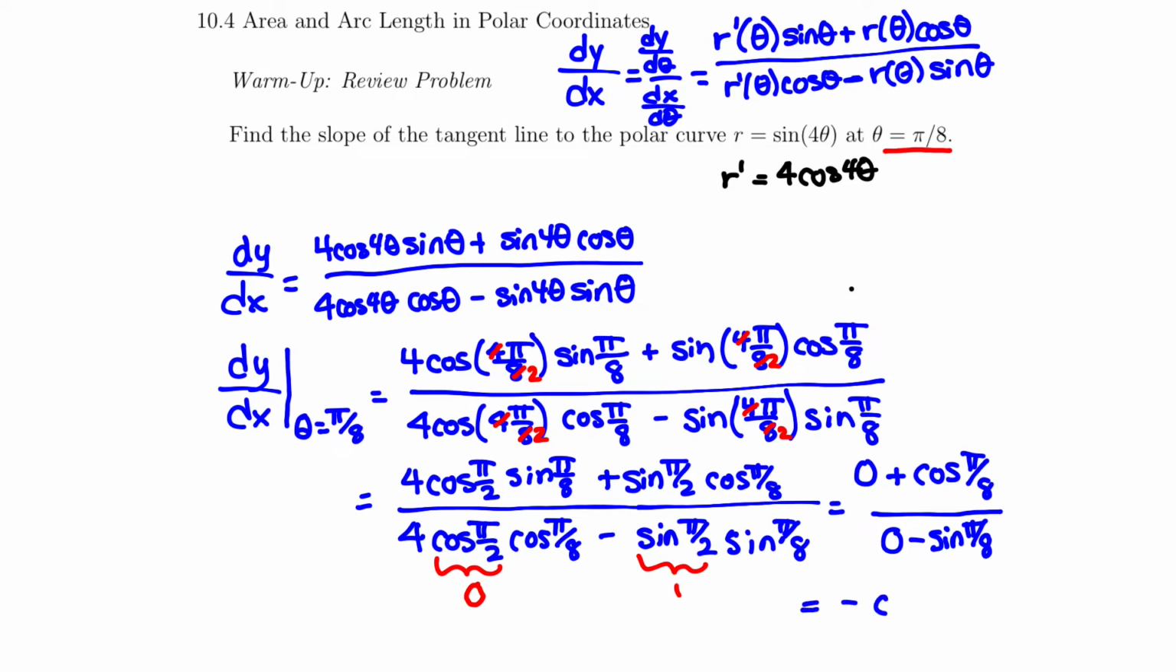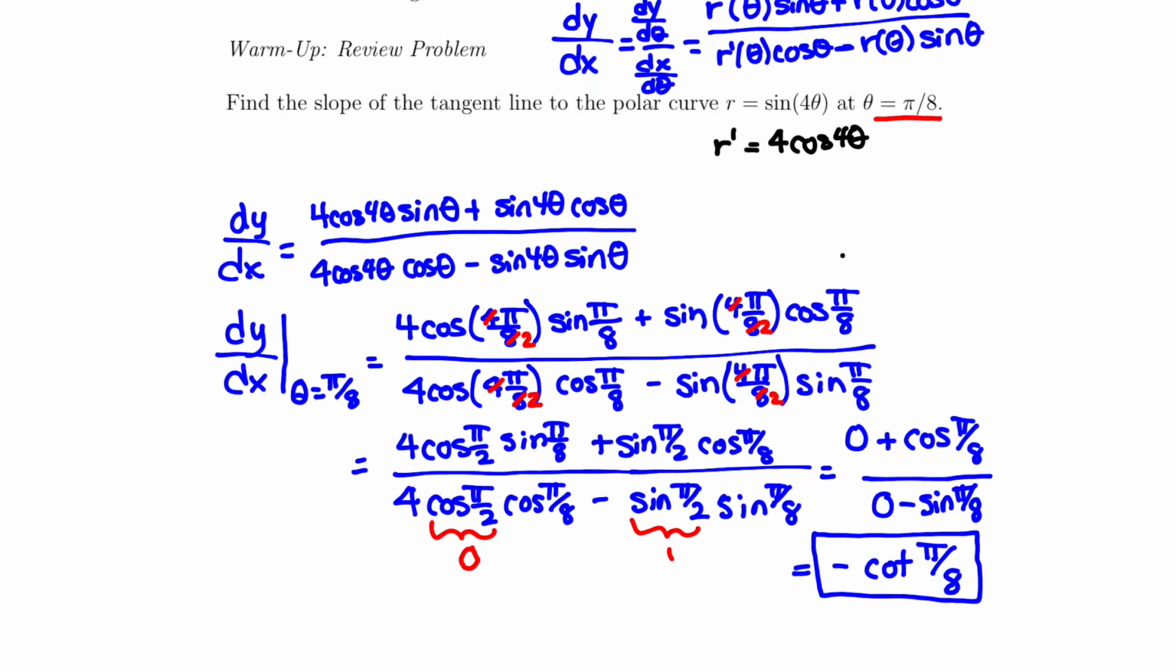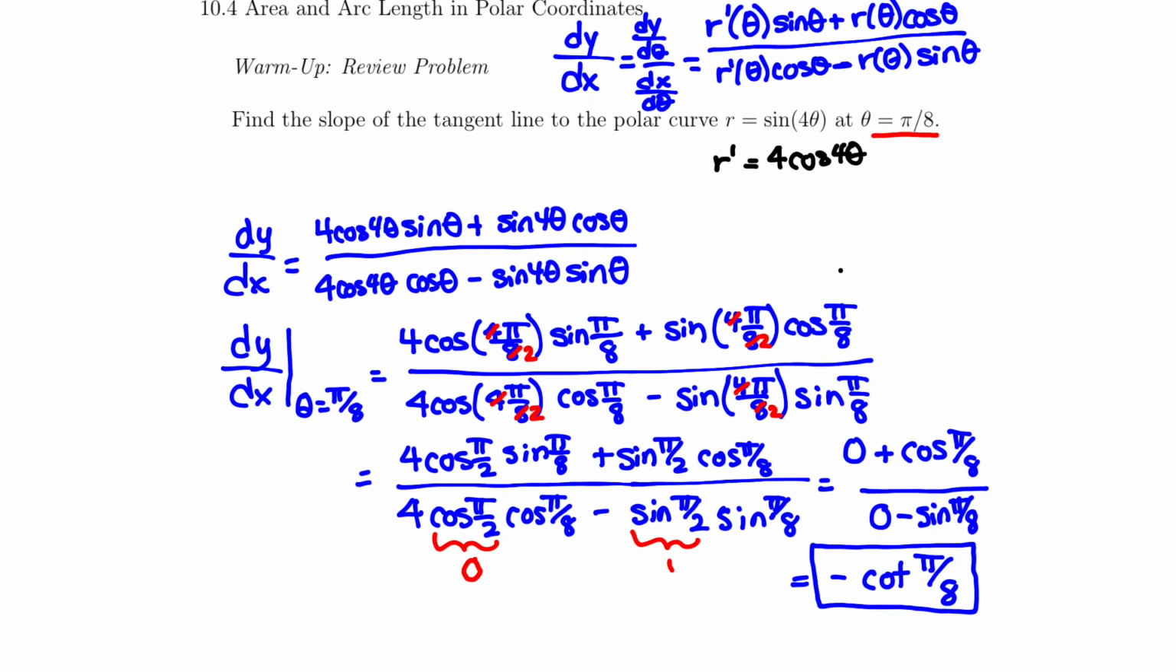What'd you guys get? Negative cotangent pi over 8? Yes. That guy's not on the unit circle, so I would probably, in WebWork, just type in negative cotangent, parentheses, pi over 8. Make sure you have parentheses around that entire argument, that entire angle. It should take it in WebWork if that's the case. Otherwise, you can use a calculator or Desmos and get an approximation, okay?